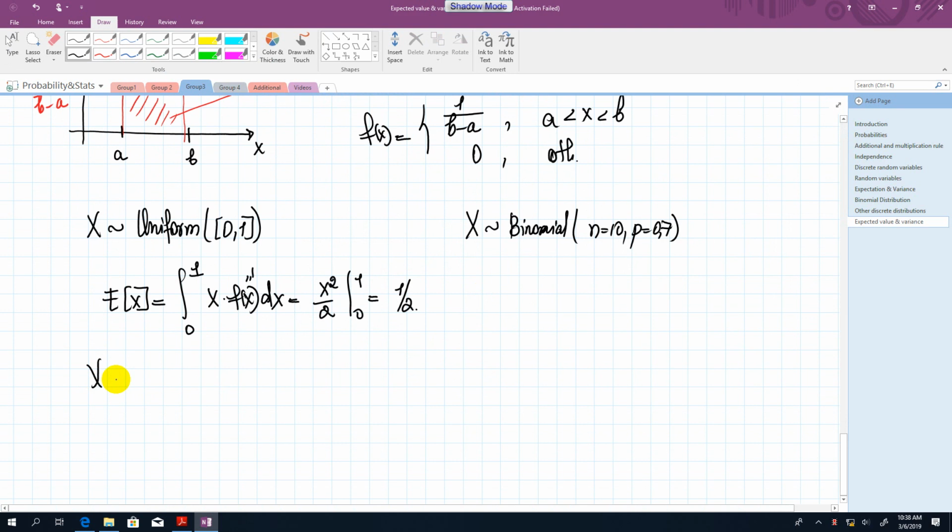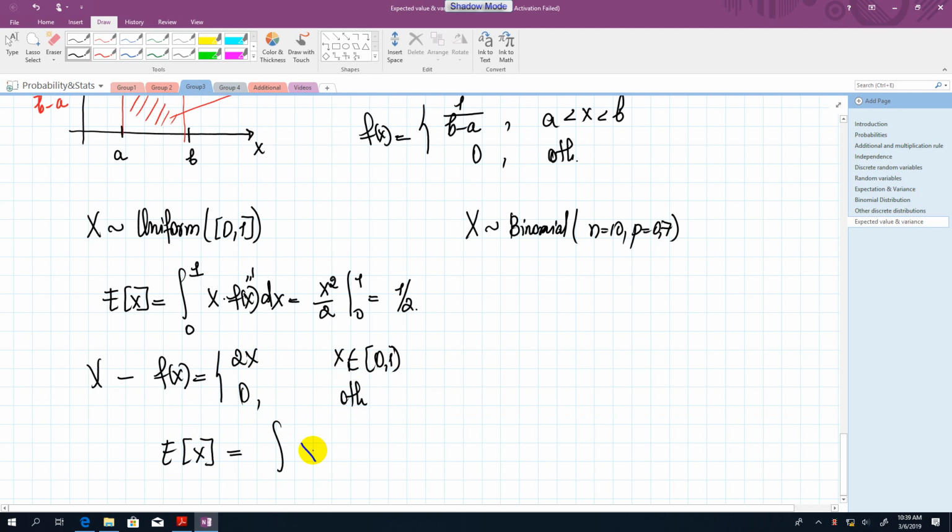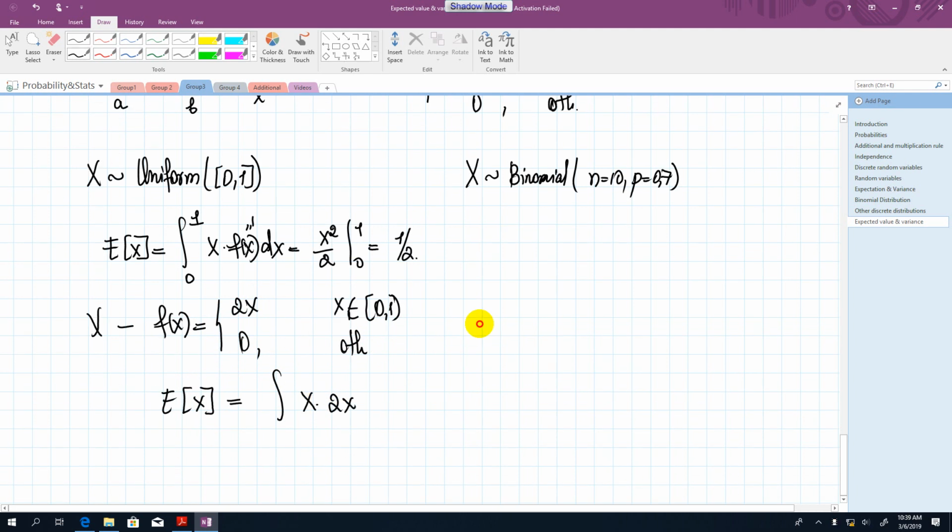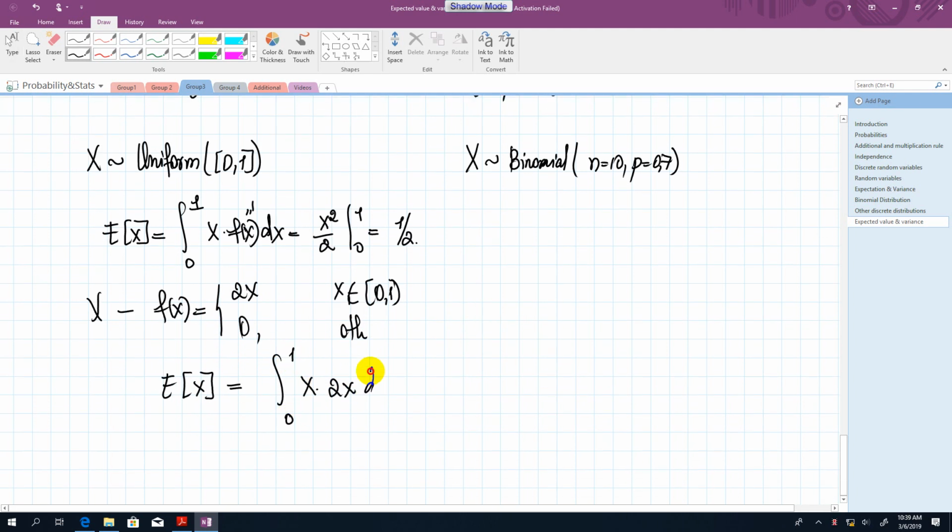So if x has the density function 2x, when x can take values between 0 and 1, and 0 otherwise, right? Then the expected value of x is equal to the integral of x multiplied by 2x, from 0 to 1. Then I need to integrate this. So this will be 2 over 3 multiplied by x cubed from 0 to 1. So this will be 2 over 3.